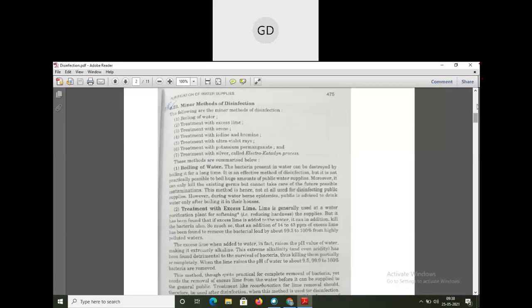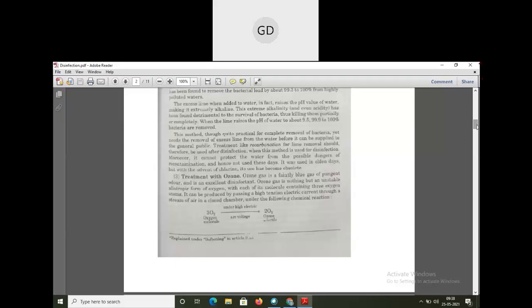It will raise the pH to about 9 to 9.5, and then it can kill about 99.9 to 100%. That means it removes the bacteria almost completely. So this is about the treatment with excess lime.